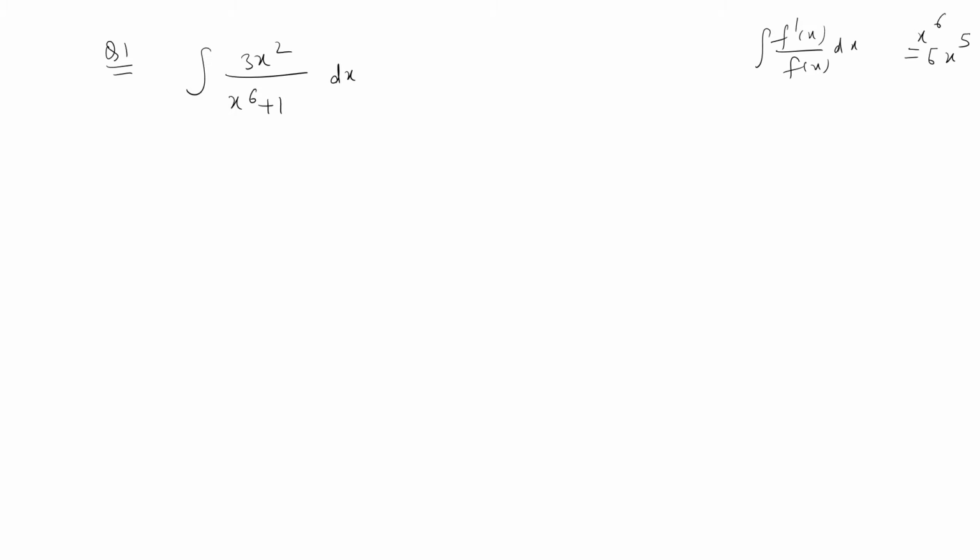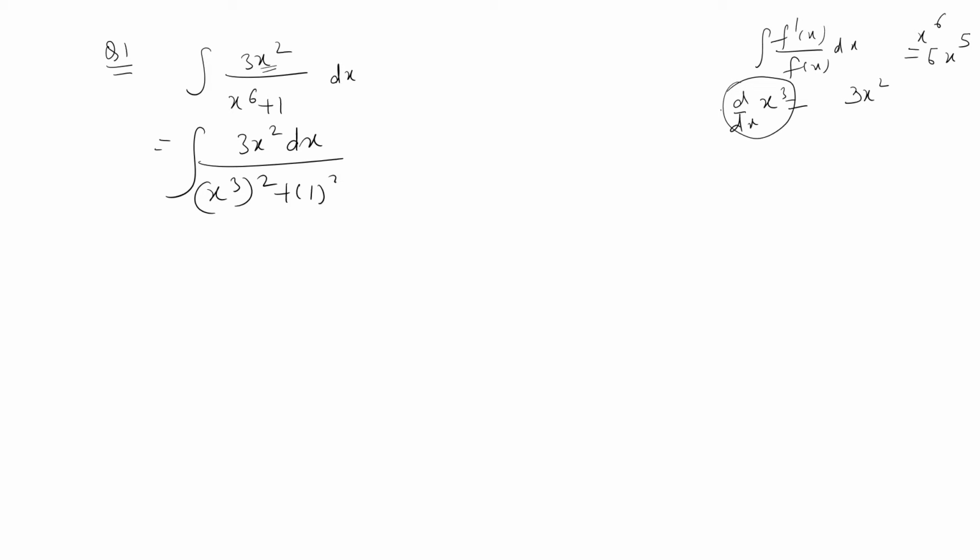Means it is not directly in f dash x upon f x form. So definitely, whose derivative is present in the numerator? It is 3x square, and I should know that it is the derivative of x cube. So can I express this as 3x square upon x cube whole square plus 1 square? Now put x cube equal to t. This question involves a bit of substitution, a bit of arrangement, and then checking for the derivatives in the numerator.